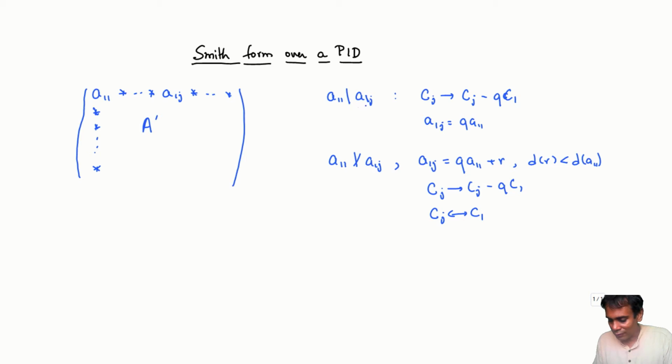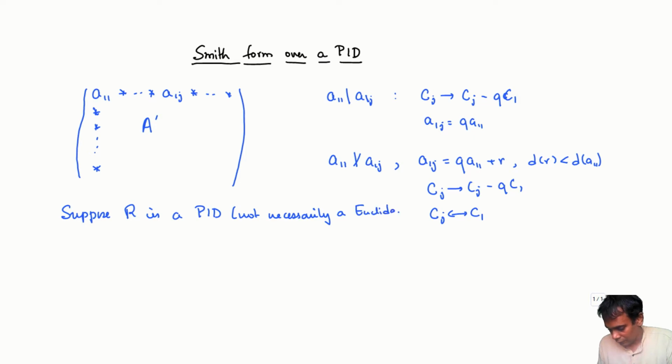So if A11 divides A1j, then all is well. We can just use this step to clear out A1j. But if A11 does not divide A1j, so suppose now R is a PID, not necessarily a Euclidean domain, then what should I do?